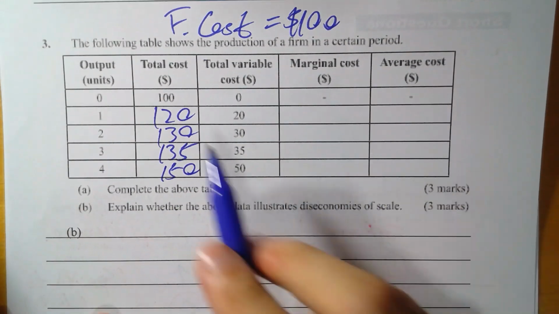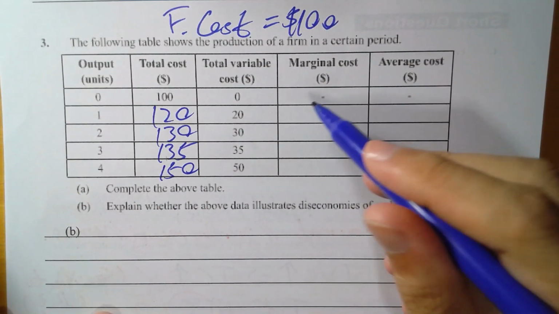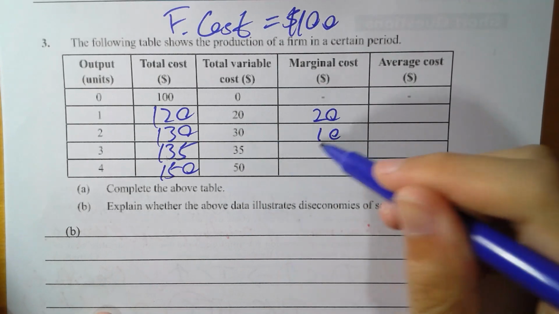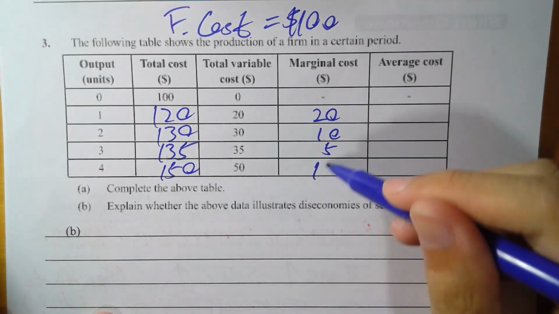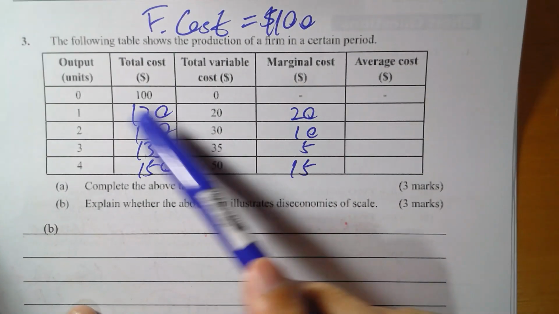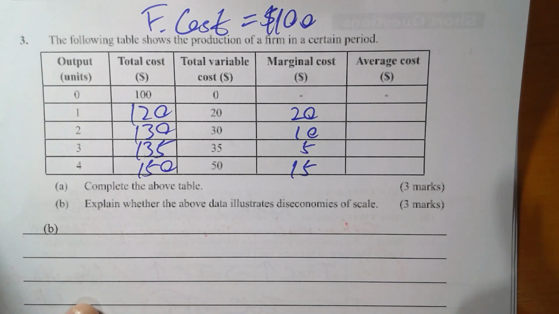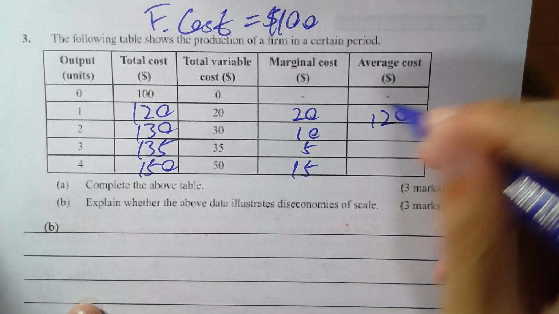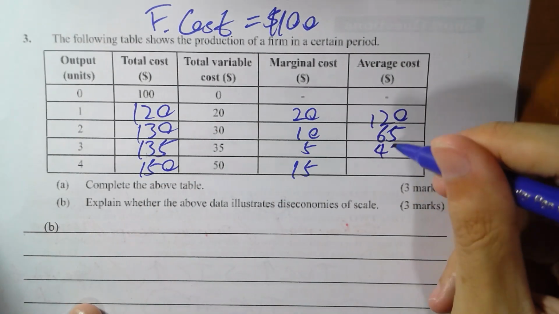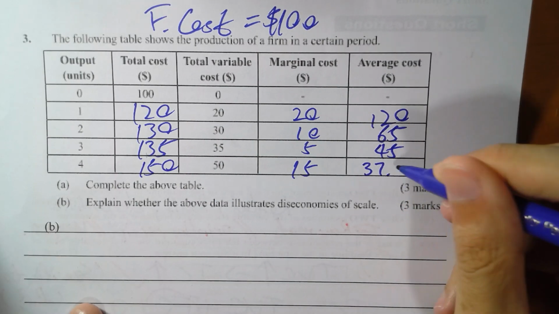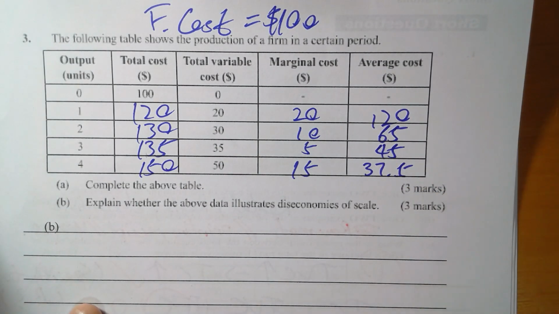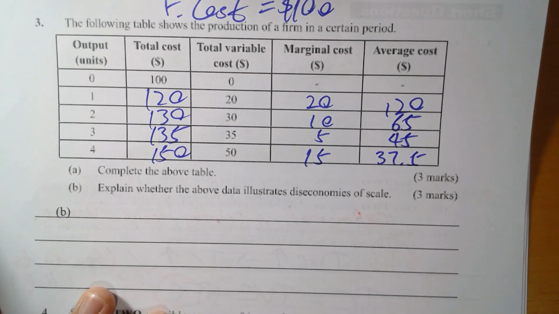Okay, marginal cost, use total cost: 20, 10, 5, 15. And average cost, use total cost divided by number of output: 120, 65, 45 and 37.5. Good thing it's 37, otherwise it would be a big problem if it became another number. Alright, you get me.